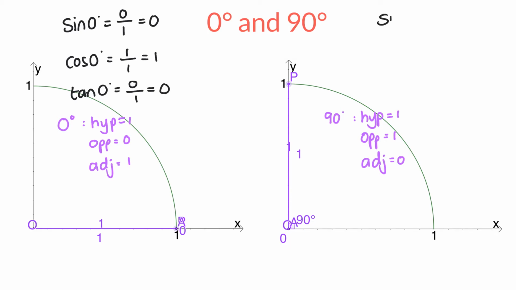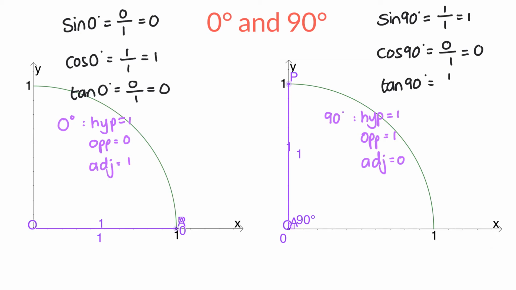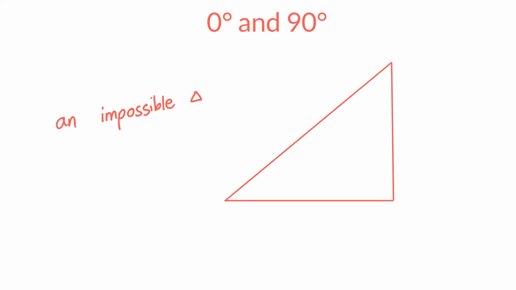For 90 degrees, sine of 90 is equal to opposite over hypotenuse, which is 1. Cos of 90 is adjacent over hypotenuse, which is 0. And tan of 90 is an interesting one. Tan of 90 will be opposite over adjacent, and I'm not allowed to divide by 0, so this is undefined. There are many different ways to remember the ratios for 0 and 90. Some people use a graph, some people use the sketch I showed in the previous slide, and others sneakily use their calculator because you can't really tell if they use their calculator.